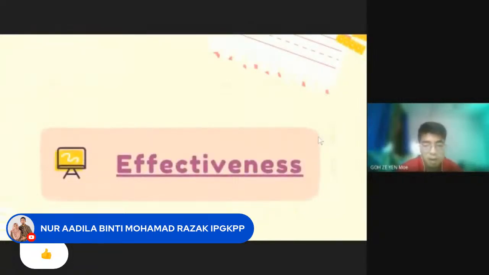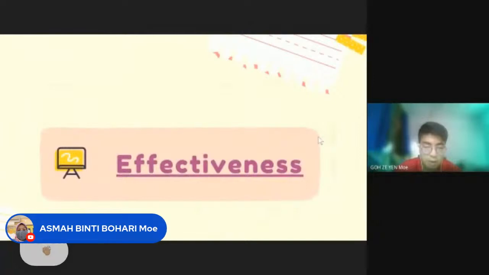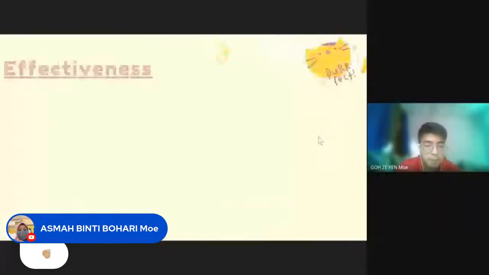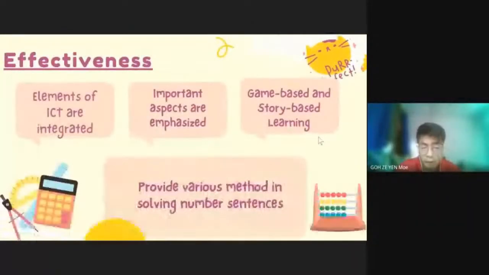Alright, we will discuss the effectiveness of this project. There are 4 effectivenesses of this project. First, elements of ICT are integrated, because we use a lot of PowerPoint and it includes hyperlinks also. Important aspects are emphasized.